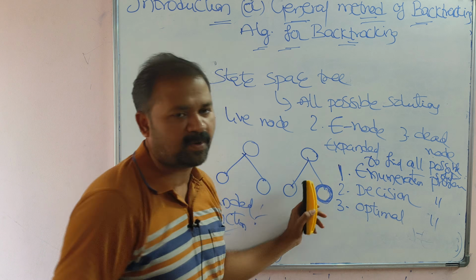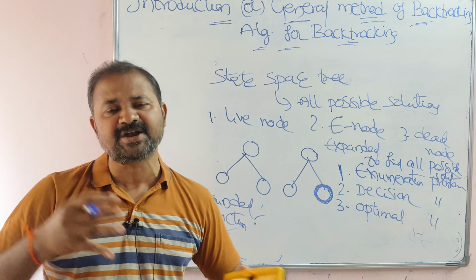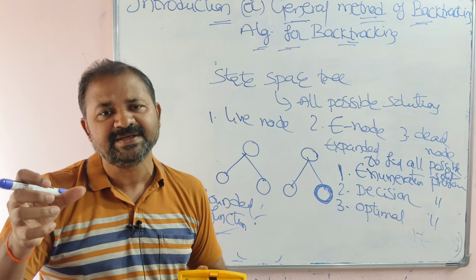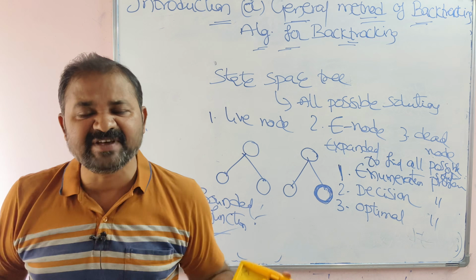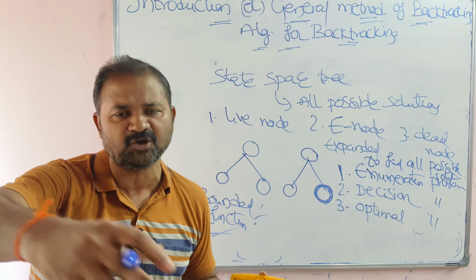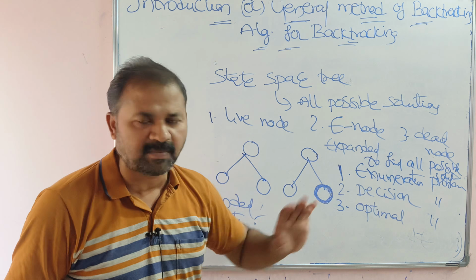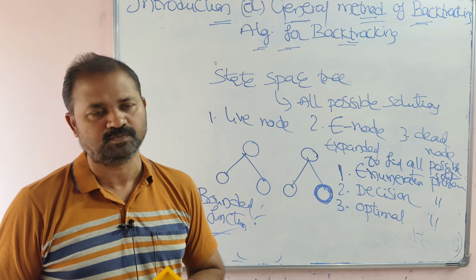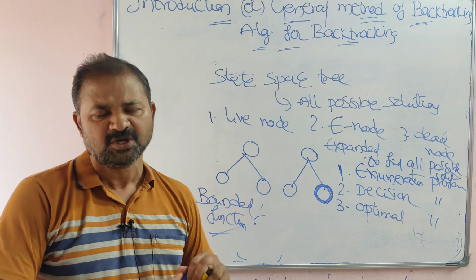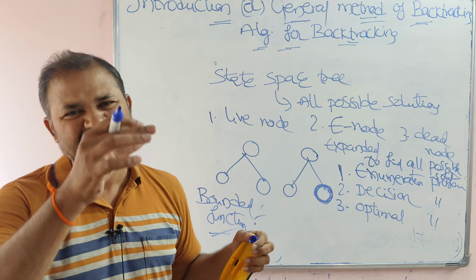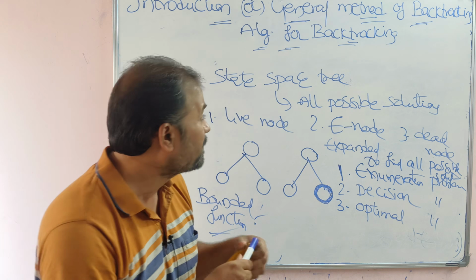Next, decision problem. Decision problem means the output is either yes or no. Is there any feasible solution for that problem? If there is a feasible solution, then we can say that the output is yes. If there is no feasible solution, then the output is no. Whereas what is an optimal solution? Optimal solution means to find the best solution. So these are the three types of problems which we can solve with the help of backtracking.